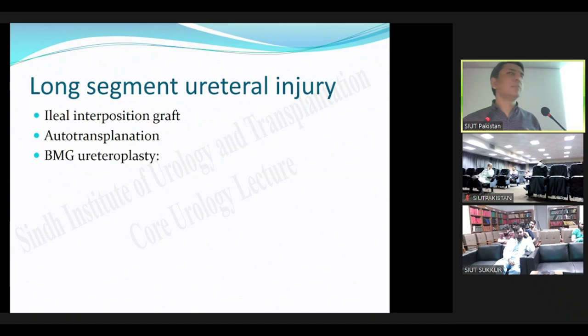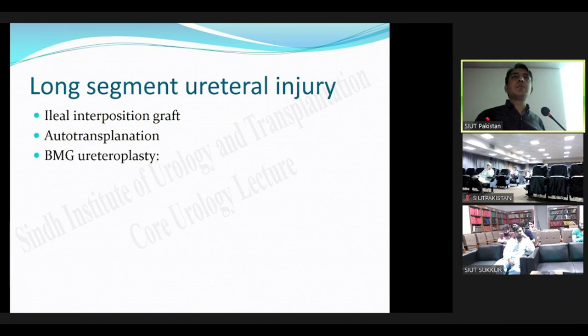Or in other words, can we say this is a contraindication to the Boari flap or psoas hitch maybe? The Boari flap and psoas hitch are usually avoided in a small capacity bladder. Good. Fibrotic bladder, small capacity bladder. Yes, so the Boari flap is contraindicated. Boari and psoas hitch are contraindicated in small capacity bladder or bladder outlet obstruction.